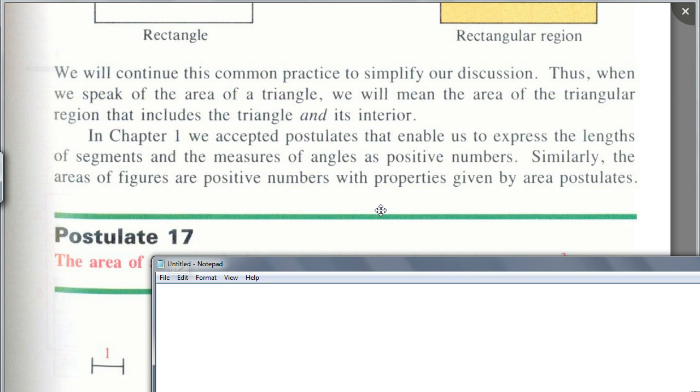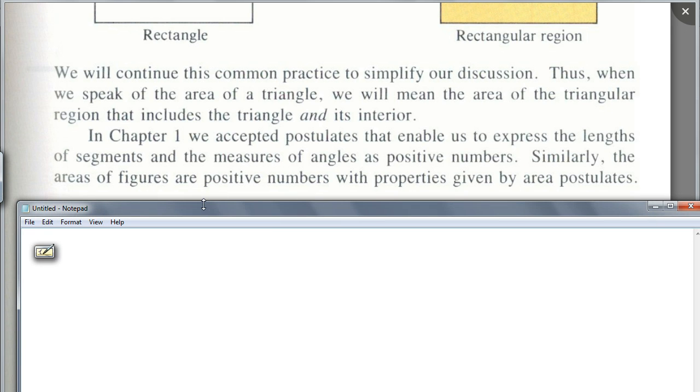Somebody read this part. How about Young? In chapter 1, we accept the postulates that enable us to express the length of segments and the measures of angles as positive numbers. Similarly, the areas of figures are positive numbers with properties given by area postulates. So the areas of figures are positive numbers, right? The areas are positive, just like lengths are positive and so forth.